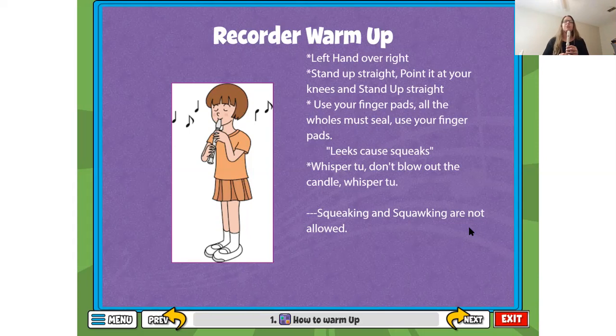Whisper "too," don't blow out the candle. If you follow all these rules, there shouldn't be any squeaking or squawking. We're just going to be playing B, A, G today. If you have a recorder at home, then I've taught you B, A, G, and you should be able to play everything that we're doing today.